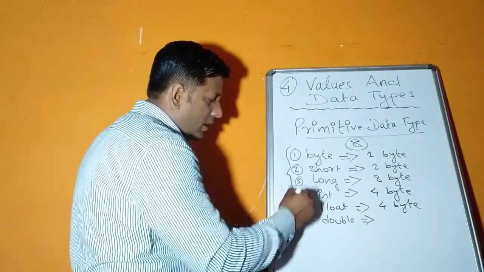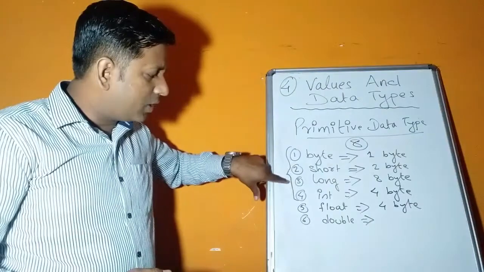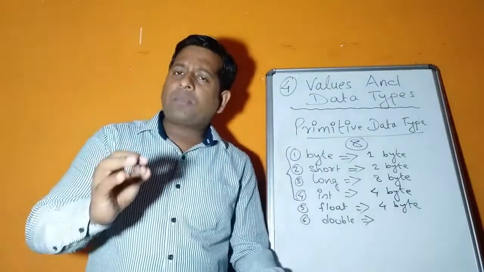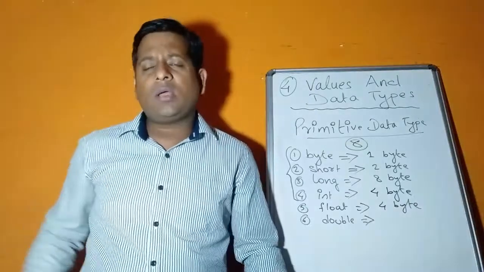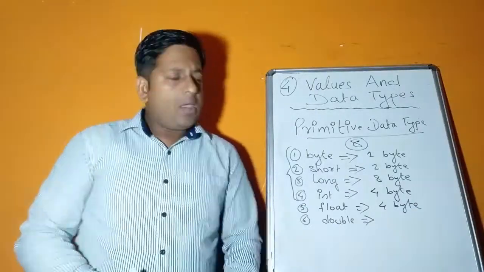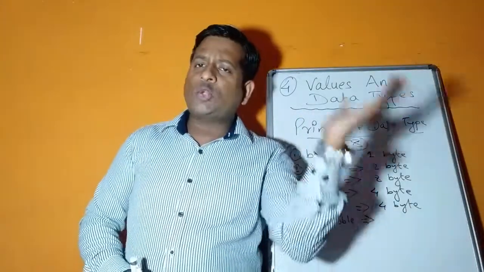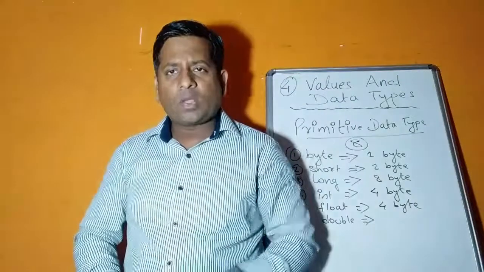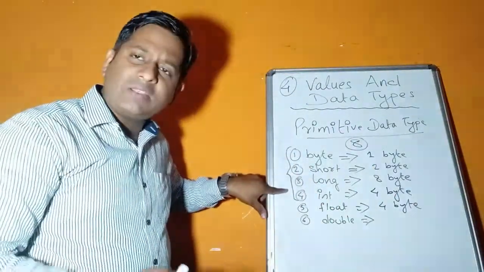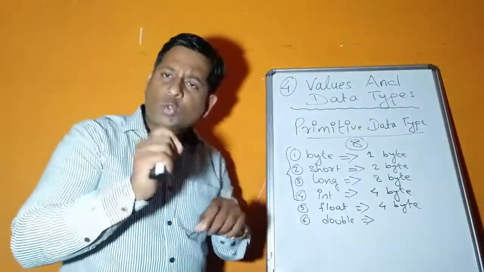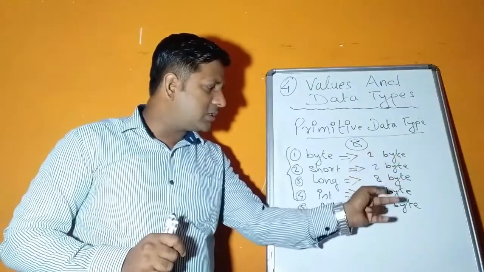whereas byte, short, long, and int, these 4, point number 1, 2, 3, 4, have the capacity to store only integer values. That means they cannot store decimal values. But when we talk about integers, they can be negative or positive. They can store -1 as well as +1, -5 as well as +5. But these 4 vary in their capacity of storing number of digits. 1 digit, 2 digit, 8 digit, 4 digit.